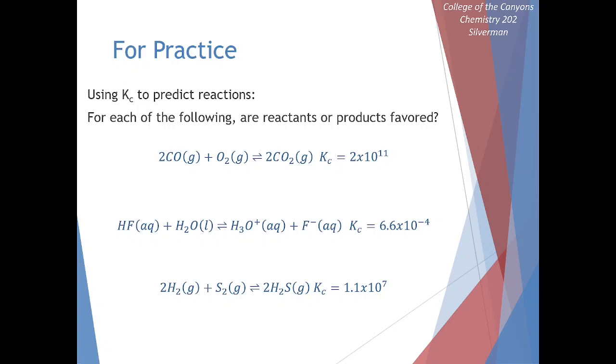Another practice problem. Can we decide if the reactants or the products are favored? Well, to solve this, we just need to look at the magnitude of our equilibrium constant. This equilibrium constant is very large. It will favor the products. This equilibrium constant is very small, 10 to the negative 4th power, which tells us that this favors the reactants. Lastly, okay, another equilibrium constant, 10 to the positive 7th power. This is very large. This will also favor the products.